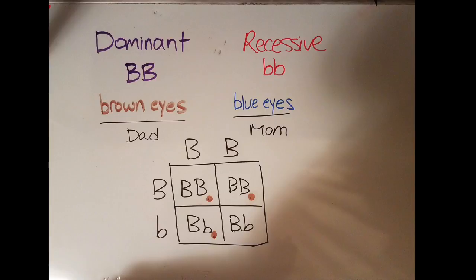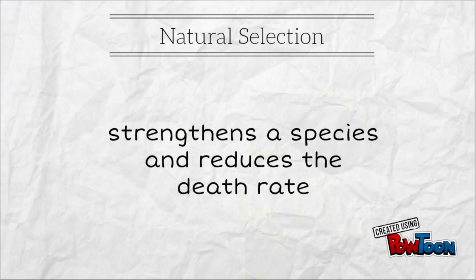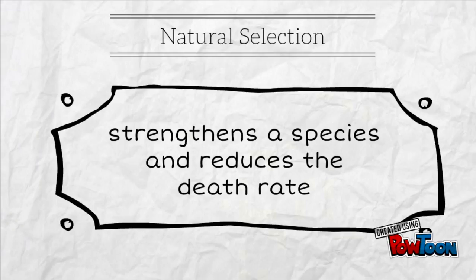An allele frequency is how often certain alleles show up within a population. Evolution is caused by changes in these frequencies. There are 5 factors that change these frequencies. One of them is natural selection. Natural selection strengthens the species and reduces the death rate.